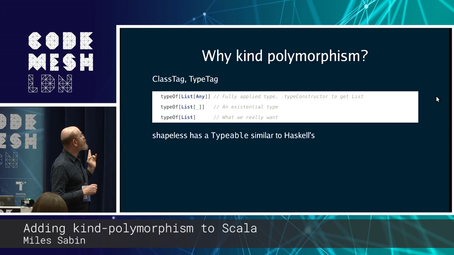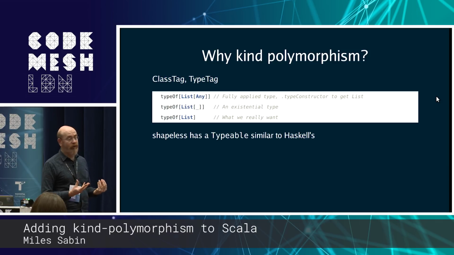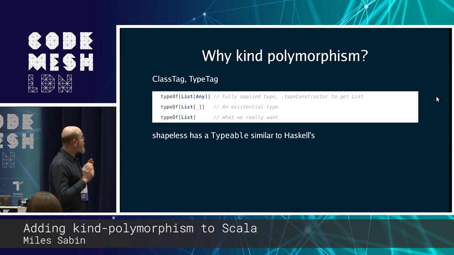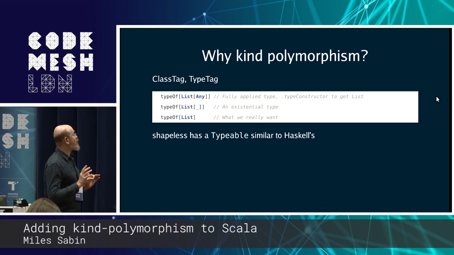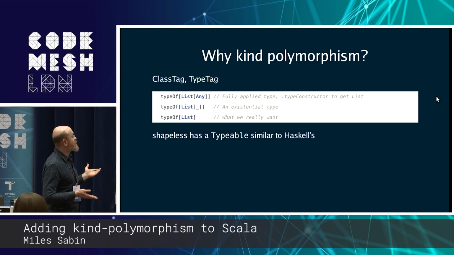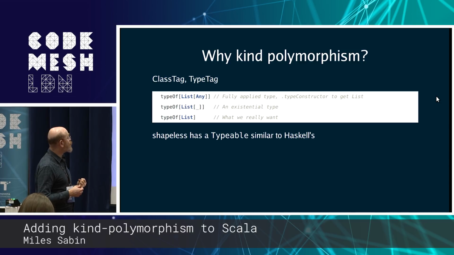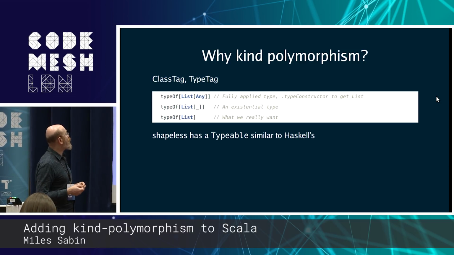Well, I can't actually write that, so the last line is what I want to be able to write. But because the type argument of typeOf is of kind star, that's not allowed. List is of kind star, arrow star. So what you have to do is a number of workarounds. You might pick some arbitrary type to plug the hole in the list type constructor. So if I get the type of List[Any], that will give me the reified type for a fully applied type. So it's kind star, that's fine. But then I have to remember to poke out the type parameter to actually get hold of the type constructor.